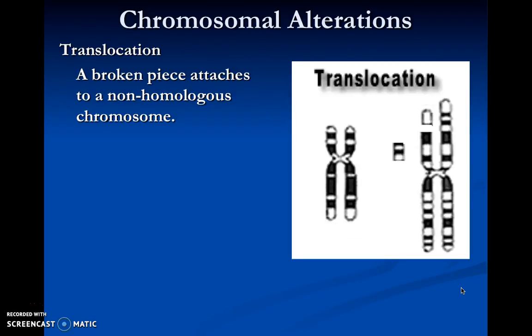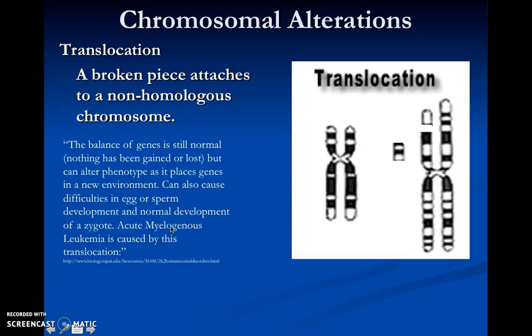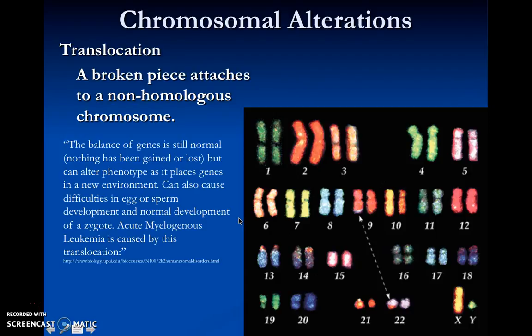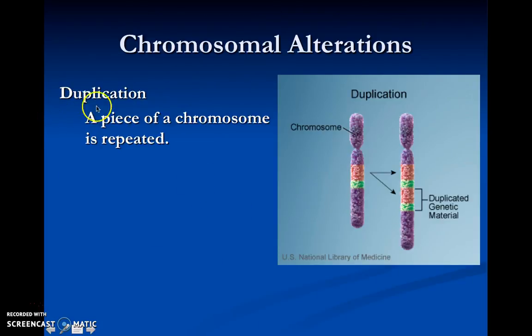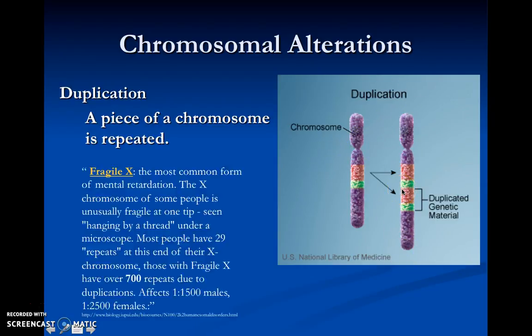Translocation is where a piece of one chromosome breaks off and attaches to a non-homologous chromosome. So maybe a piece of chromosome number 3 breaks off and reattaches to chromosome number 12. That would be an example of a translocation. Right? And also want to talk about duplication. This is when a piece of a chromosome is repeated. So it gets duplicated, and now we have a longer chromosome. So that's an example of a duplication.